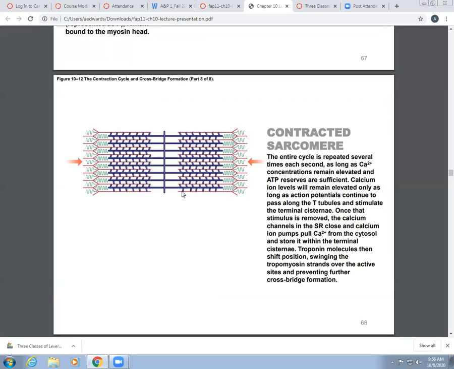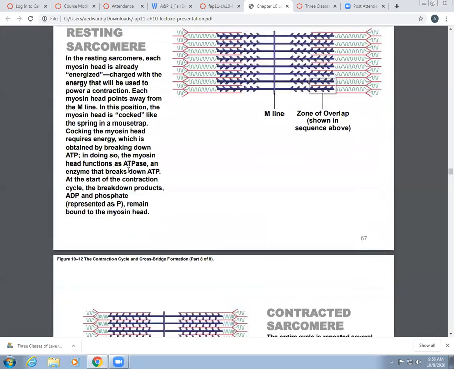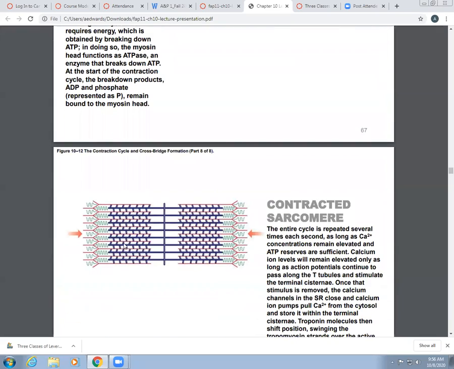Now in the contracted sarcomere, what's different? Relative to this one, you have a greater zone of overlap. Does everybody see that? There's more overlap of the actin and the myosin, the thick and the thin filaments. So the entire cycle gets repeated several times a second, as long as your calcium ion concentrations are high enough and you have ATP.